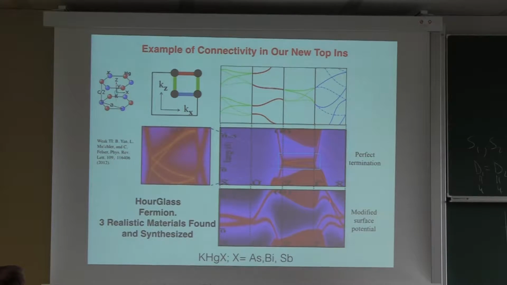So if we do this on the surface of this material, what you get is the following. This is Z gamma here, and this is Z gamma here. You can see you have something that looks, of course the details are a bit different, this is a squashed hourglass, but it looks very much like this one.